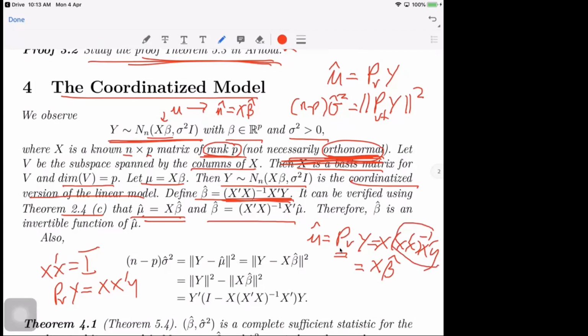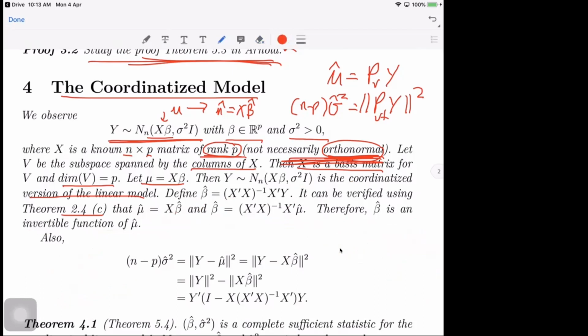It follows that if you get the expectation of Y, that is equal to mu hat. So you can have beta hat as (X prime X) inverse X prime mu hat. Now, beta hat and mu hat are invertible. So you can derive beta hat in terms of mu hat, and you can derive mu hat in terms of beta hat, no? So they are invertible.